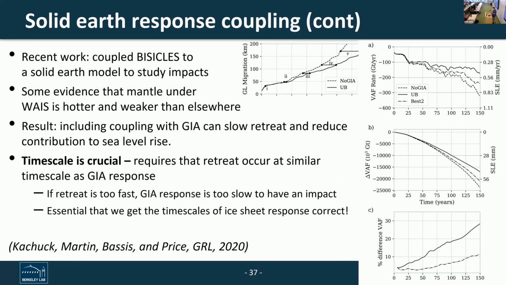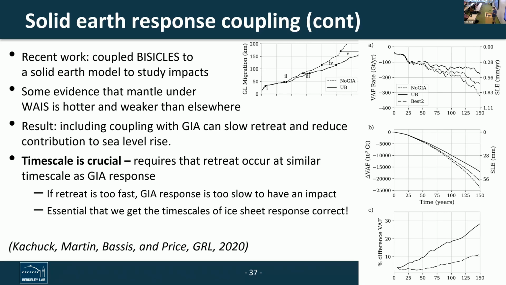We coupled the ice sheet model to a solid Earth model, and there's some evidence that the mantle under the West Antarctic ice sheet is actually hotter and weaker than elsewhere. So this actually might matter. And we looked at what happened for Pine Island Glacier, one of the ice streams in the Amundsen Sea in Western Antarctica.